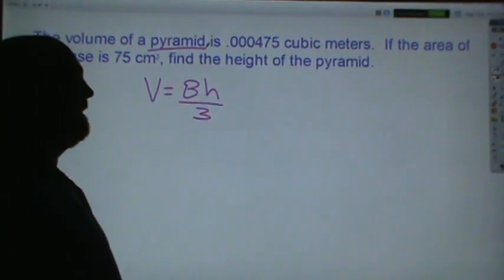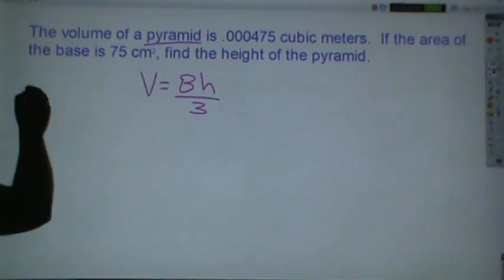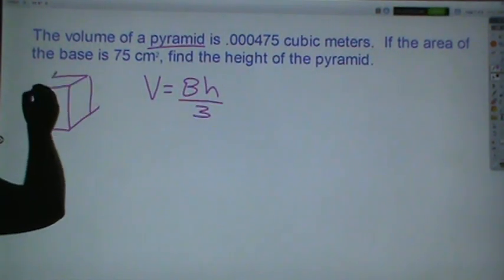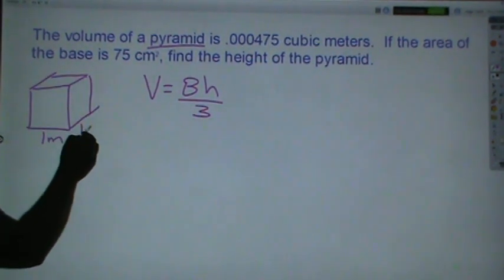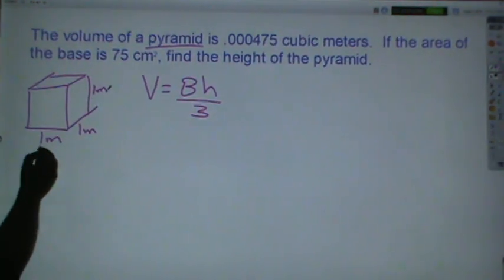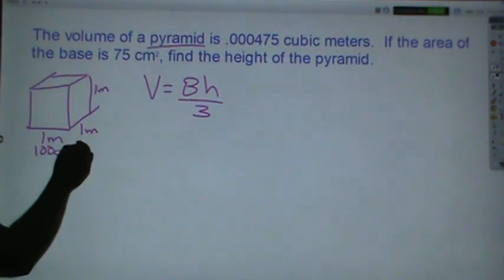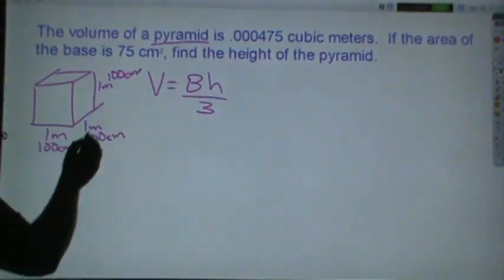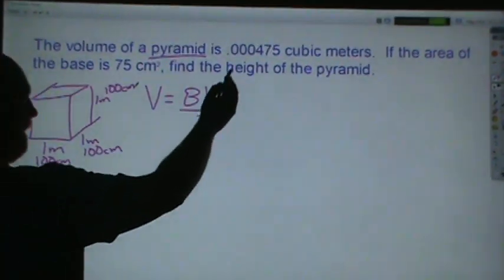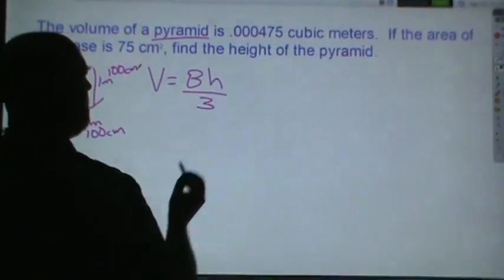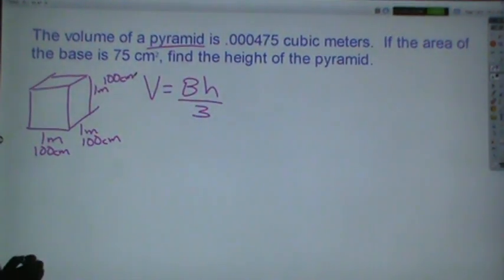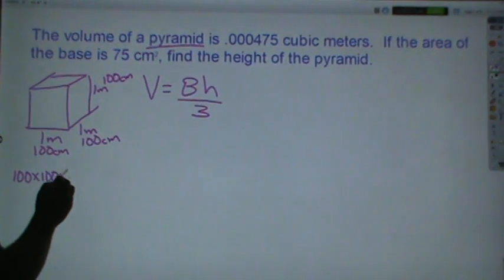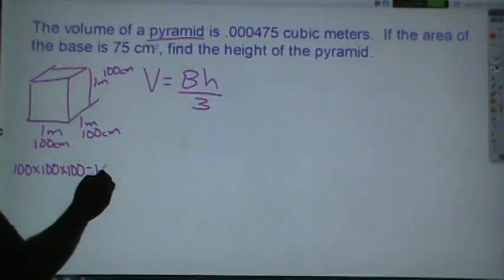So a cubic meter is a box that's 1 meter by 1 meter by 1 meter. Well, 1 meter is 100 centimeters. So if I have a volume of 0.000475 cubic meters and I want to change that to cubic centimeters, I have to multiply 100 by 100 by 100, which is 1 million.